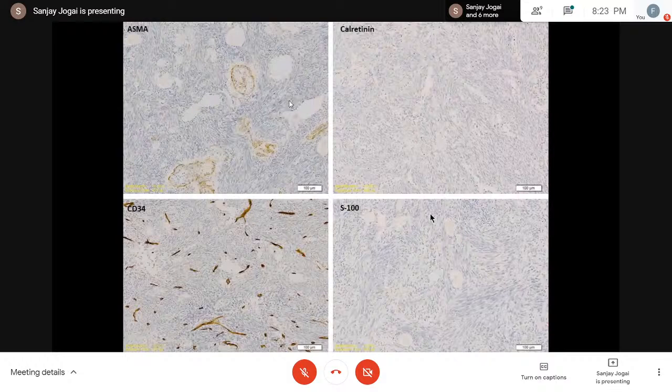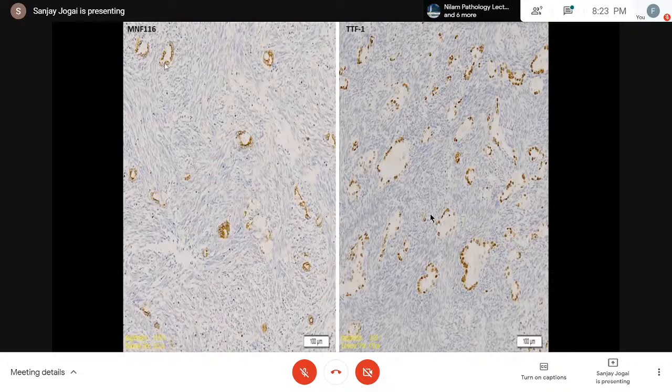Now this was the immuno. So the cells were negative for smooth muscle actin, calretinin, S100 as well as CD34. So in morphology, one would definitely consider, is this a solitary fibrous tumor because of that keloidal pattern of collagen? Is it an odd meso or a neuro or a melanoma or a smooth muscle? But everything was negative. This is MNF116. So this is one important thing.